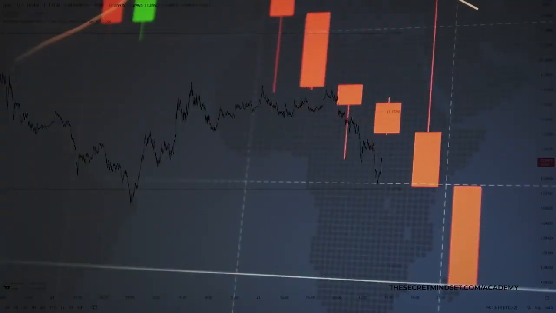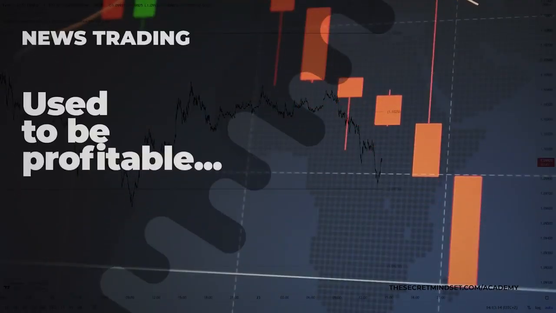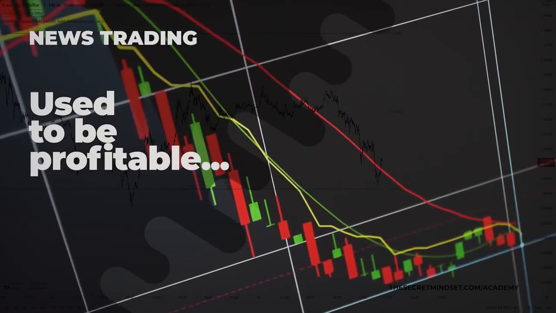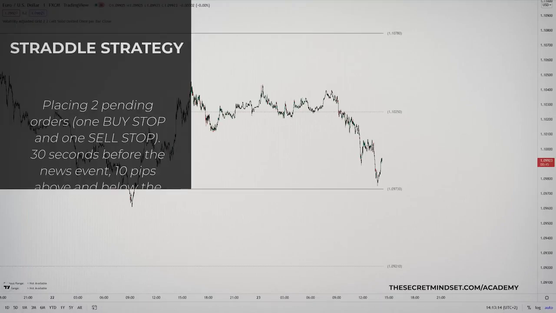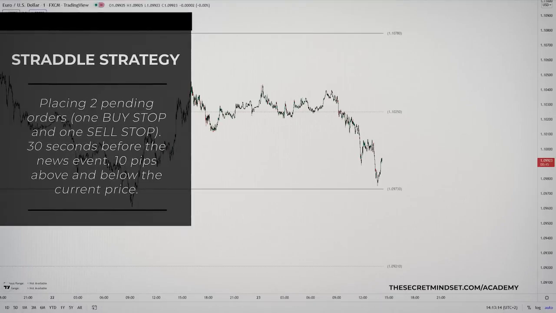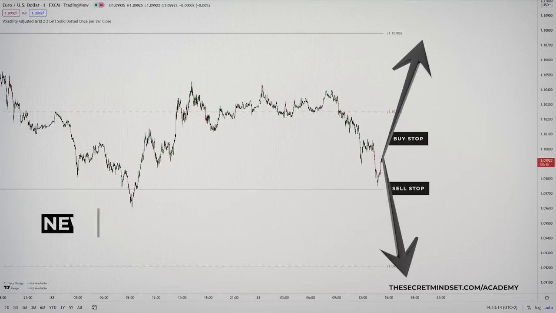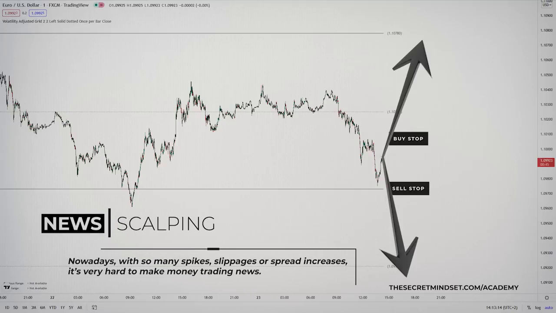15 years ago, when I started trading, I used to trade all major news releases. And let me tell you, news trading used to be profitable. I just placed 2 pending orders 30 seconds before the event, 10 pips above and below the current price, and then I just waited until the order was triggered. At that time, there was a period when news trading, or better said, news scalping, was actually working. Not anymore. Maybe I was lucky with my broker, but there weren't so many spikes, slippages, or spread increases.